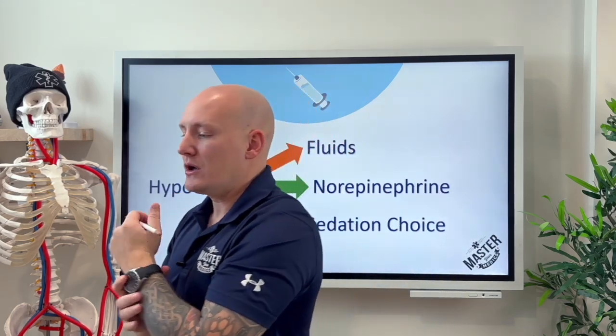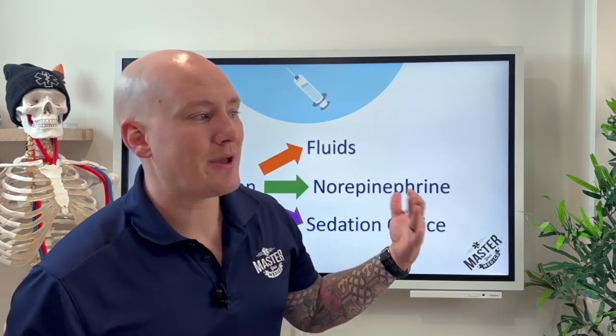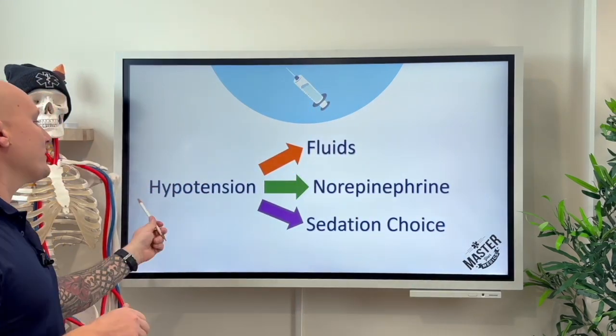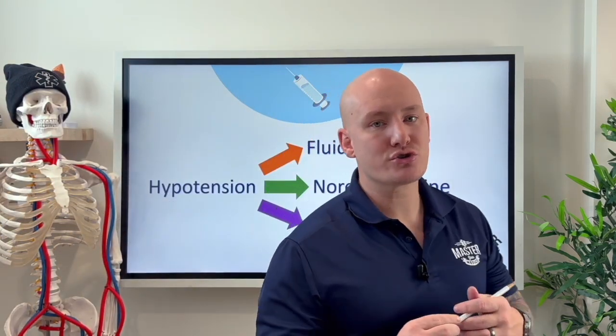Okay, so in this particular case, our patient is hypertensive as well, so they're compensating for that. But let's say your patient wasn't compensating for it. What if they were getting close to hypotension or were already hypotensive? How could we treat them?